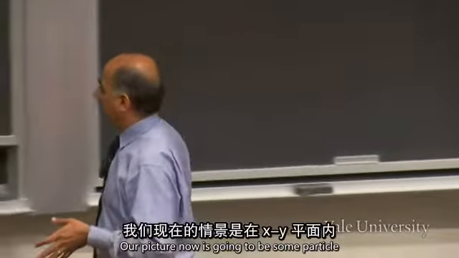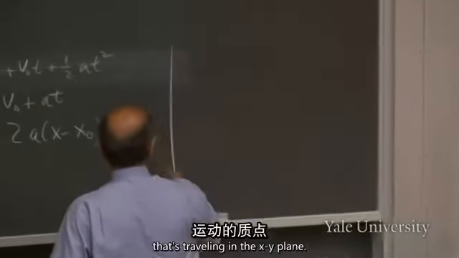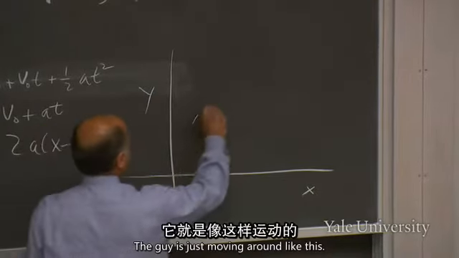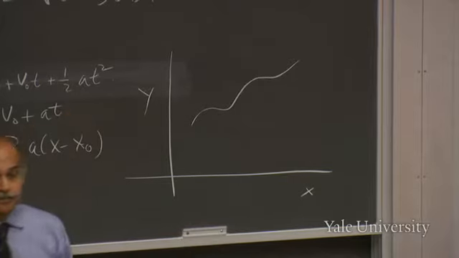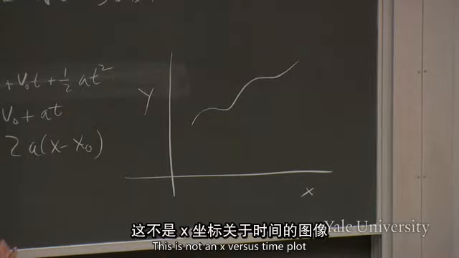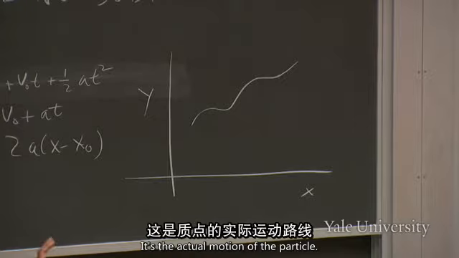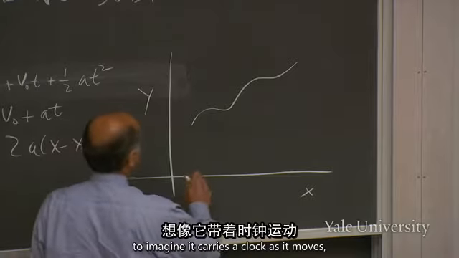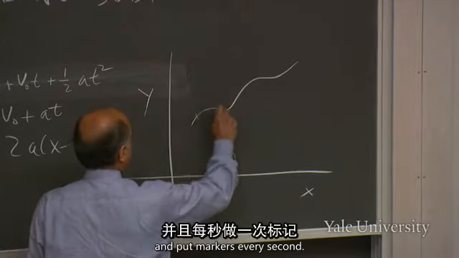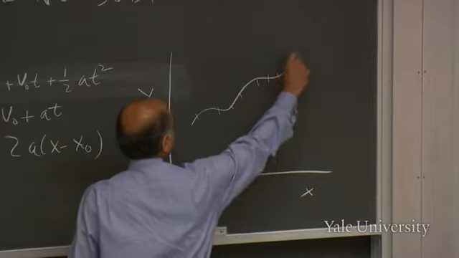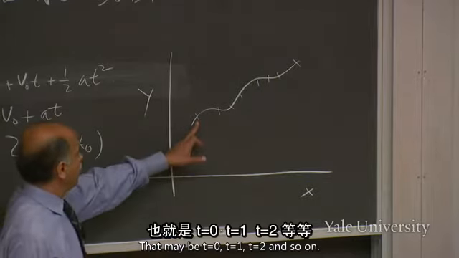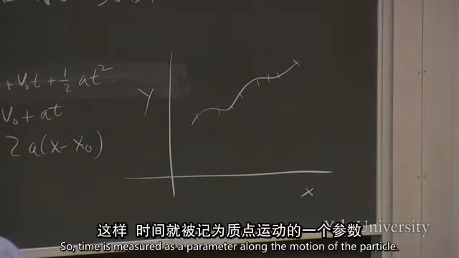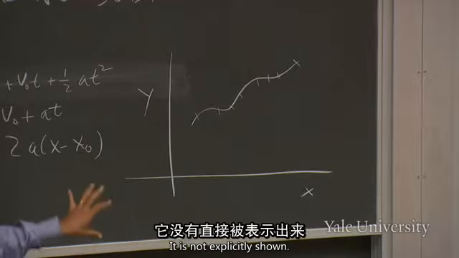So our picture now is going to be some particle that's traveling in the xy plane. So the guy is just moving around like this. This is not an x versus time plot or y versus time. This is the actual motion of the particle. And if you say, where is time? Well, one way to mark time is to imagine it carries a clock as it moves and put markers every second. So that may be t equal to 0, t equal to 1, t equal to 2, and so on. So time is measured as a parameter along the motion of the particle. It is not explicitly shown.